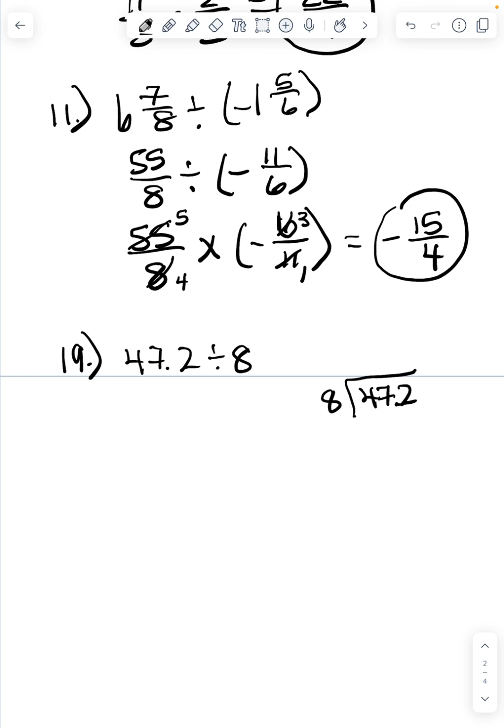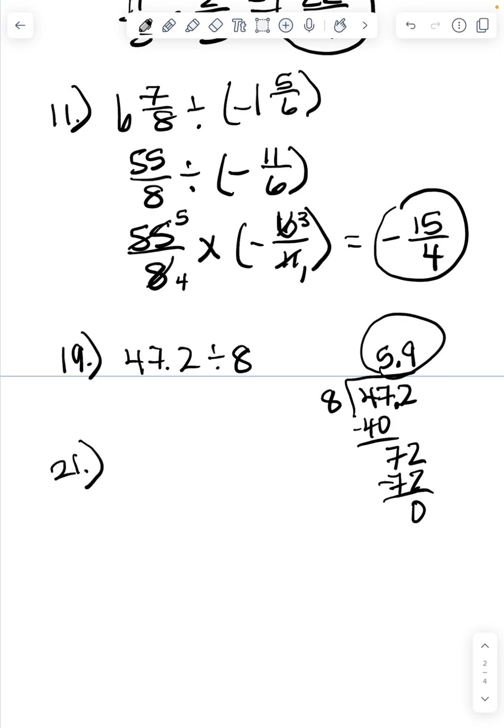8 does not go into 4. It does go into 47 5 times. That gets me 40. Subtract, bring down. Also, I'm going to put my decimal up here. So I have 8 into 72. That's 9. Multiply, subtract. So we get 5.9.